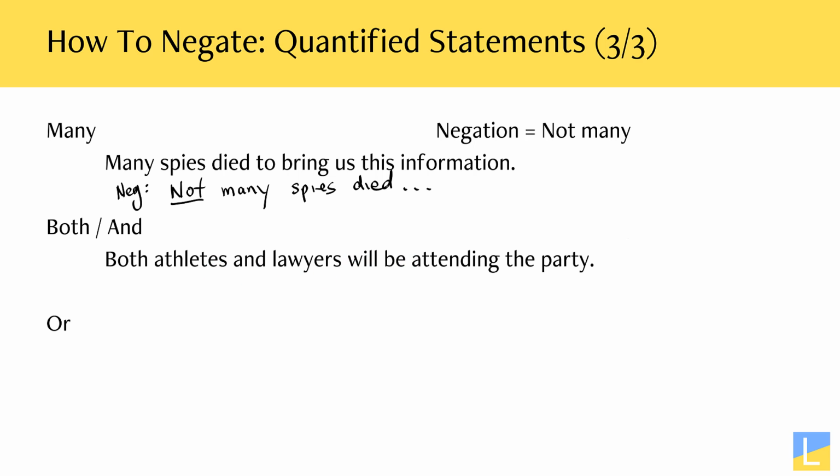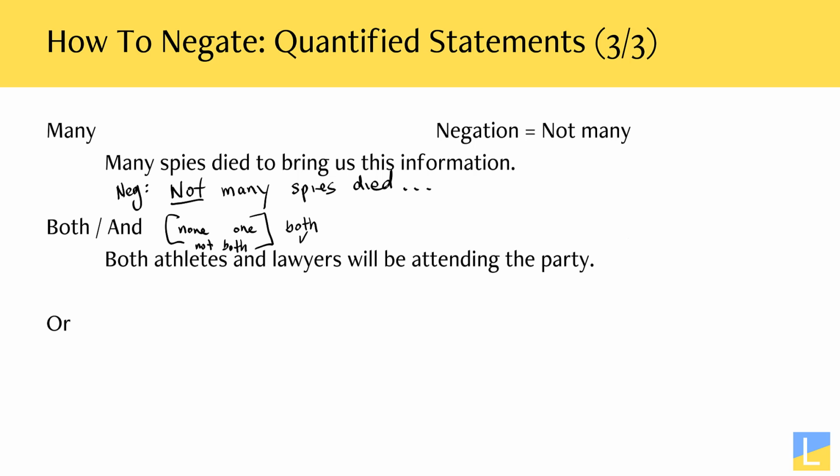So let's try to visualize that idea. If we start off knowing that both athletes and lawyers are at the party, then really what that means is we are in the both category. Both of them are going to be at the party. So what does not both mean then? Well, not both means you're in the one or none category, or the none or one category.